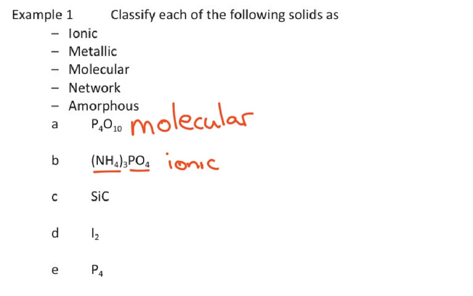SiC, silicon carbide. This one has the double whammy of having both silicon and carbon in it. This is definitely a network solid. I2, not ionic. We don't have different ions. Not metallic because iodine is not a metal. It's not network because it's not made of silicon and carbon atoms, and it's not amorphous, so this must be a molecular solid.